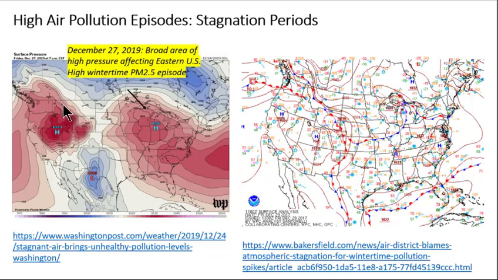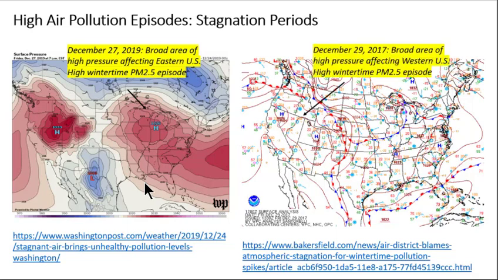Notice how broad the high pressure system is and how spatially expansive it is. This leads to weak winds and low pollution dispersion. On the right is an episode a couple years earlier during the winter in the western US. The broad area of high pressure giving rise to this depicted here. Again, notice how broad and expansive the high pressure system is.